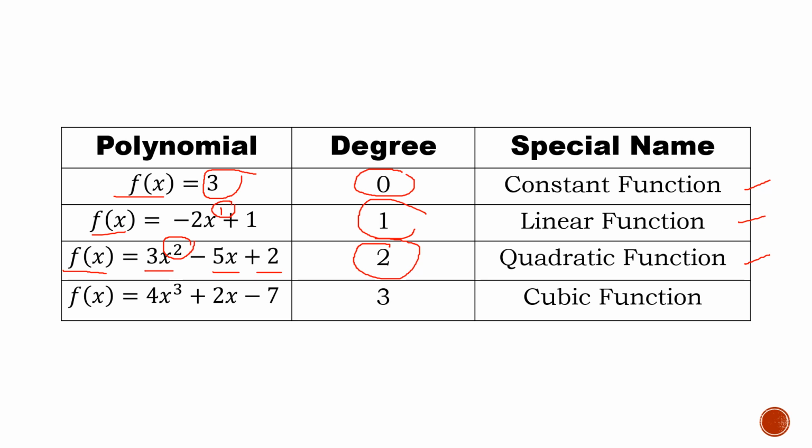Now moving forward with your cubic function, your highest exponent is 3. As you can see here, f of x is equal to 4x cubed plus 2x minus 7.